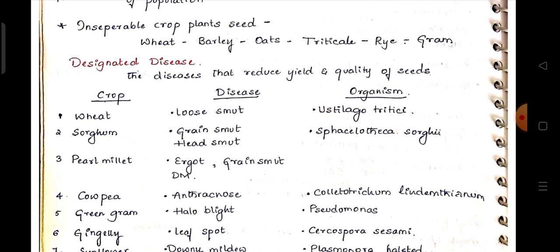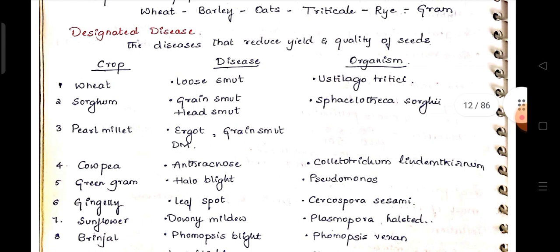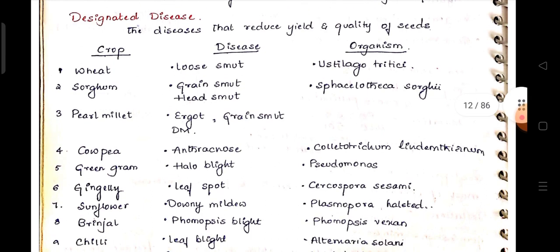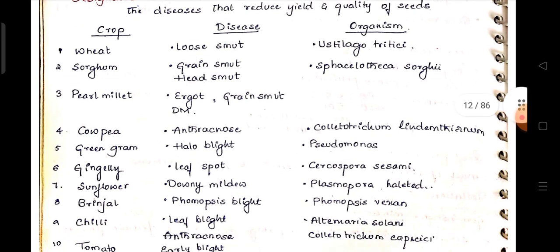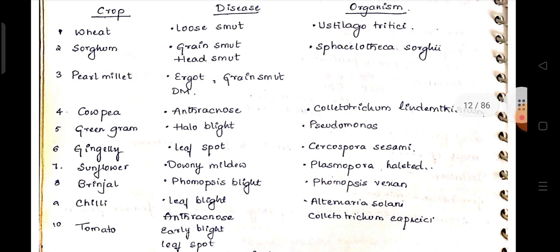In wheat, the disease is loose smut and the organism is Ustilago tritici. In sorghum, grain smut and head smut by Sphacelotheca sorghi. Pearl millet, ergot and grain smut, downy mildew. In cowpea, anthracnose by Colletotrichum lindemuthianum. In green gram, halo blight by Pseudomonas species.